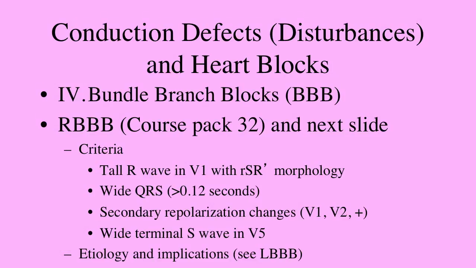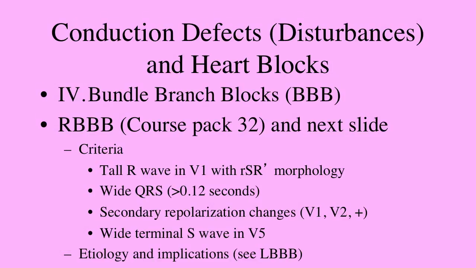There's a wide QRS complex. There are secondary repolarization changes, or STT wave changes, especially in V1 and V2, which might even carry over to some other leads, but generally V1 and V2. And there's something called a wide terminal S wave in V5. If you look at that example on page 32, you have the classic V1 morphology. That's the main place you should look, with RSR prime and STT wave changes. If you look at V5, the S wave doesn't come straight up, it gaps a little bit. That's called a wide terminal S wave, and it's not as important as the V1 morphology, which is where you really want to look.